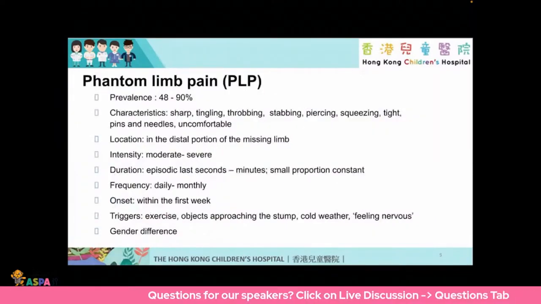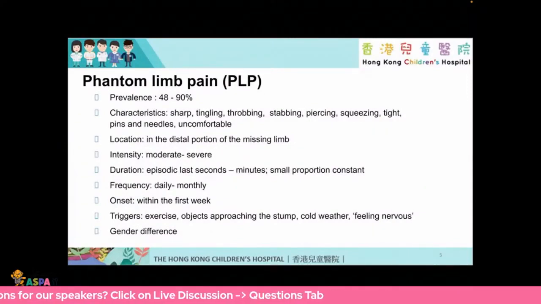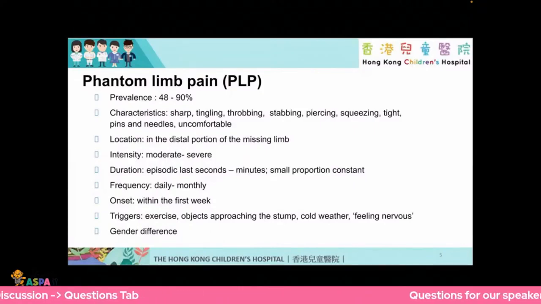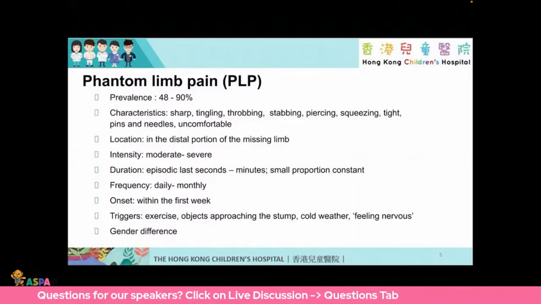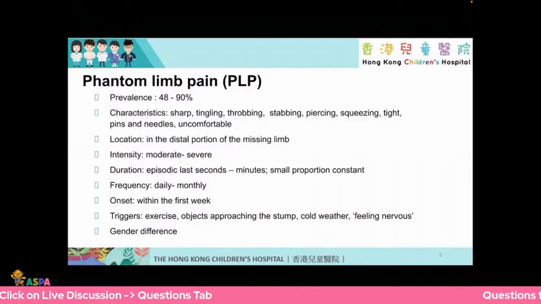Phantom limb pain prevalence can range from 48 to 90%. Again, like phantom limb sensation, the patients may report various descriptions like throbbing, snapping, piercing, squeezing, tight, pins and needles, and generally it is much more uncomfortable than the sensation part.